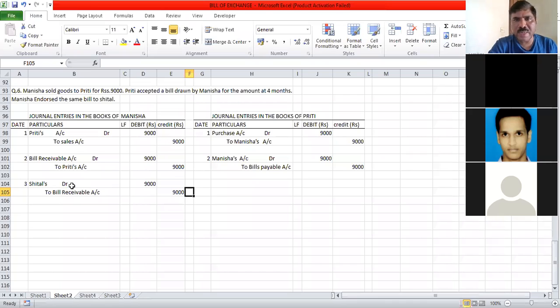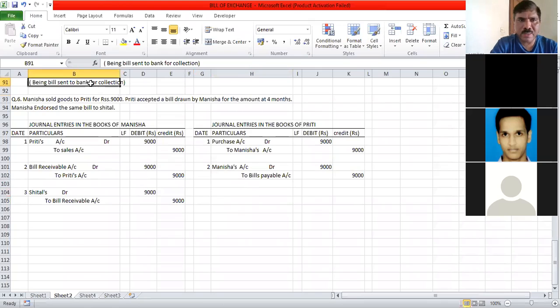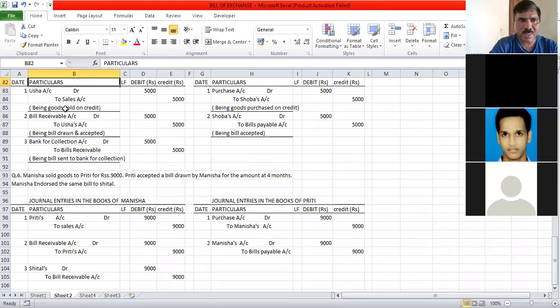And is there any transaction with Preeti and Manisha? No, sir. Therefore, there will be no entry in the books of Preeti. Are you clear with this? Yes, sir. You will be recording all these transactions. All the three cases you have understood, isn't it? Yes, sir. Write down first. Okay.